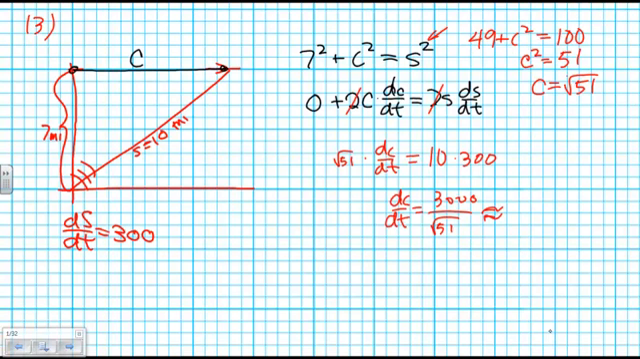And that is approximately 420.084. One more time? 420.084. And of course, units please. Miles per hour.